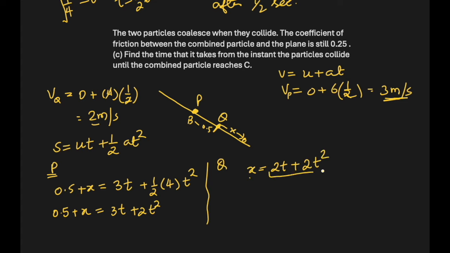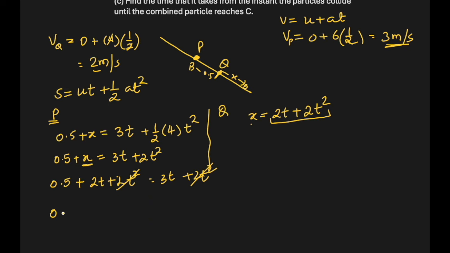So now x has this value. I will substitute it here in this one. So let's see what difference it makes. 0.5 plus, in place of x, I will write 2t plus 2t squared, equal to 3t plus 2t squared. 2t squared is common on both sides, so we can cancel them out. So 0.5 equal to 3t minus 2t. So t is again half a second. After half a second, this P will catch up with Q. That's what it means.